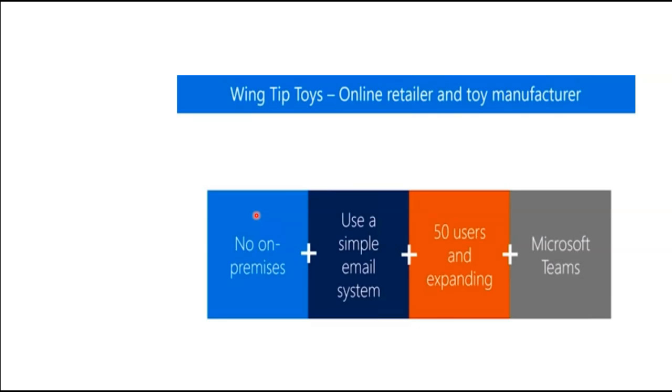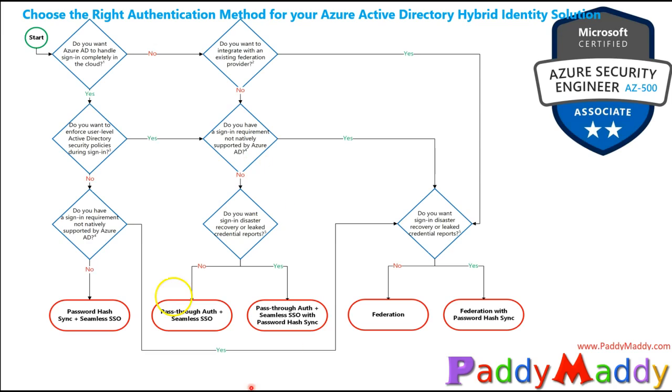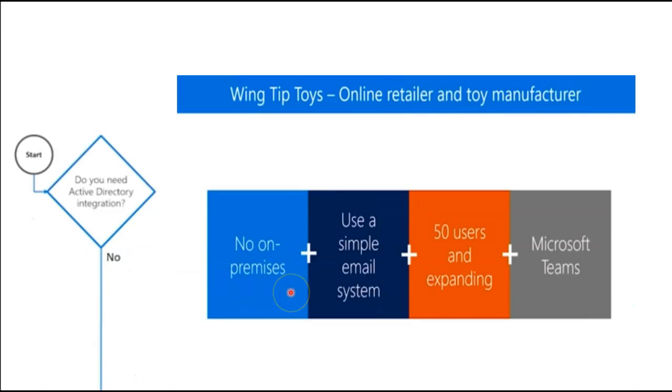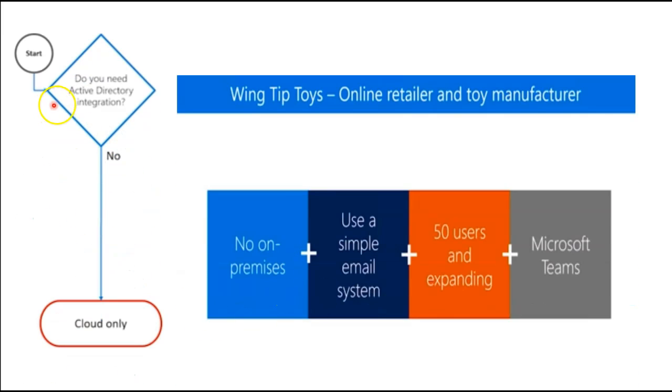So can you think about it, what is the best way of choosing what kind of authentication method to be used? If you go back here, this is a flow chart, right? In this flow chart, which one would be the right option? The first question is, do we need to integrate anything with the on-premises Active Directory? Definitely no, because they do not have any on-premises footprint, and it's just cloud only. So cloud only is the right option for them.